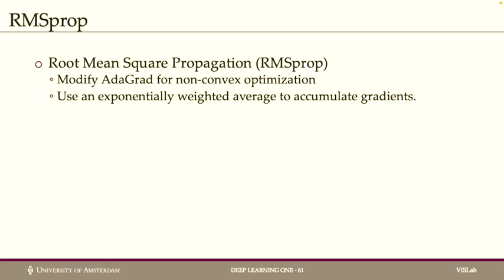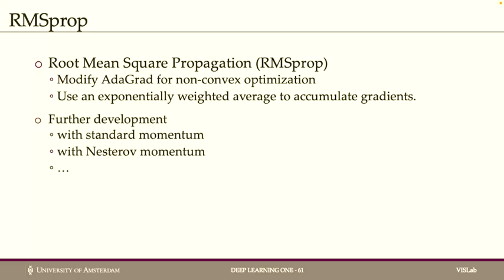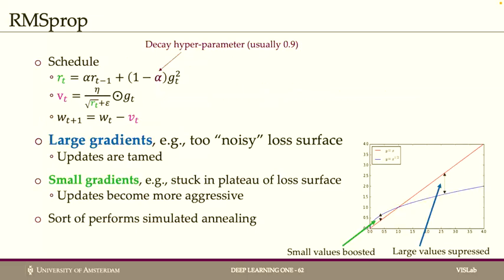RMSprop is another adaptation. It's called root mean squared propagation, and it's basically a modified version of Adagrad, where you use exponentially weighted averages instead to get to the gradients. RMSprop firstly looks like this. So you can see this Adagrad equation, v_t here. But instead of r_t being defined as an eta grad, you have this exponentially weighted average.